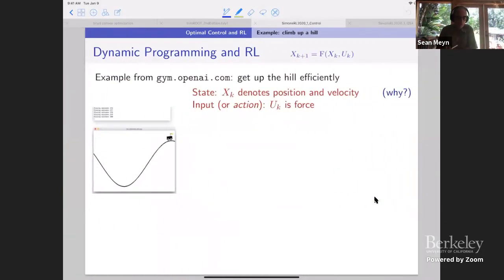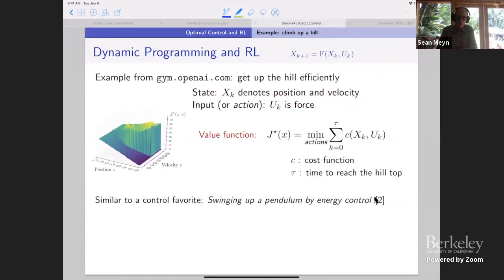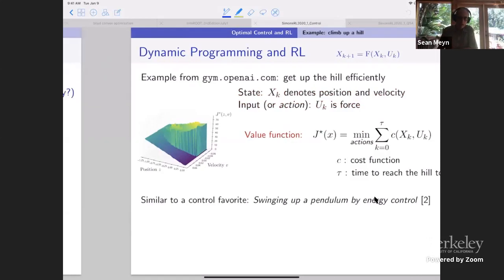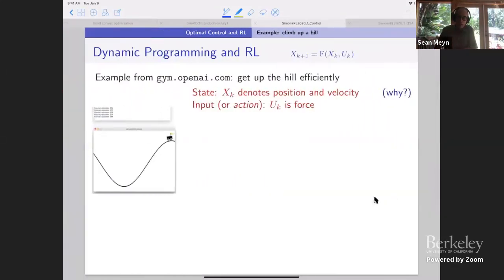I'm not going to go through all of this. Later on, I'm going to talk about Richard Sutton's wonderful car problem, trying to get to the top of a hill efficiently. And there's a value function. Basically, I'd like to look at the total cost until I reach my goal. And by the way, there's an exercise for all of you: why is the state position and velocity? It doesn't have to be. The state is something we manufacture depending on our goals. That's true in classical control and in RL.